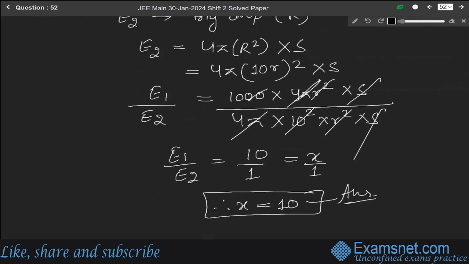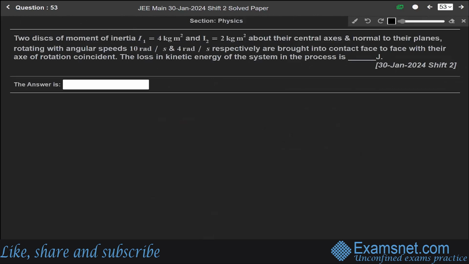Okay. Now next question 53. Two disks of moment of inertia I1 equals 4 kg meter square and I2 equals 2 kg meter square about their central axis and normal to their planes, rotating with angular speeds 10 radian per second and 4 radian per second respectively, are brought into contact face to face with their axis of rotation coincident. The loss in kinetic energy of the system is. So this question is from the chapter of rotational motion.